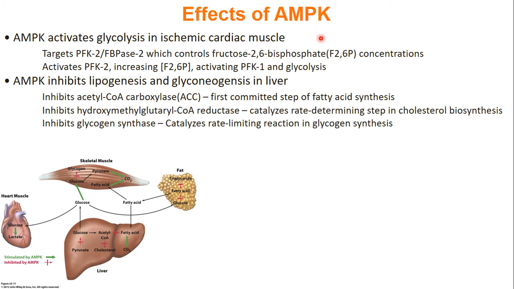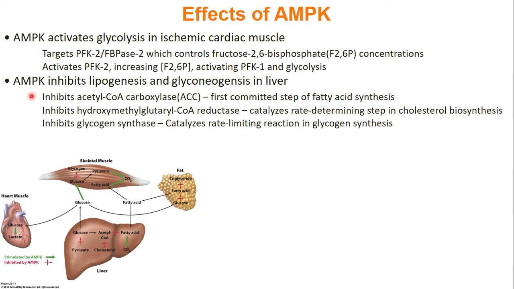Now let's take a look at what AMPK does. So AMPK can activate glycolysis in heart muscle, and it does this by interacting with PFK2 and FBPase2, which, if you remember from the gluconeogenesis videos, control your fructose 2,6-bisphosphate concentrations. This will activate PFK2, which will increase F26P, which will then activate PFK1 and then turn on glycolysis. So that is our pathway in which we can turn on glycolysis by a protein that is activated by AMP.